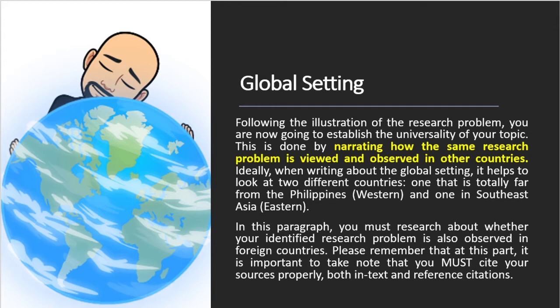So ideally, when writing the global setting, it helps to look at two different countries. This one is just a personal suggestion. It would be good to look at two different countries, one from the West and one from Southeast Asia, maybe a neighbor, or maybe one from Asia. That way we can establish that this is not something that only one hemisphere of the world experiences. This is not isolated to the Eastern countries or the Western countries. Let's try and establish the universality of a problem by citing two countries, one from the West, one from the East. So in this paragraph, you must research about whether your identified research problem is also observed in those countries. And you must cite those sources properly. Again, for the sake of this study, we are going to use the 7th edition of the APA format.